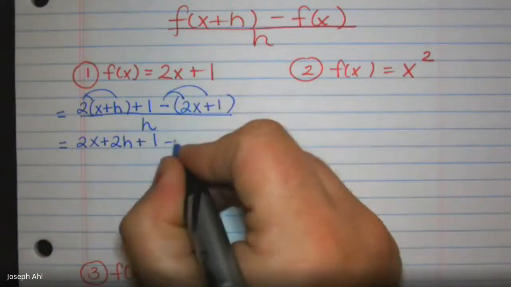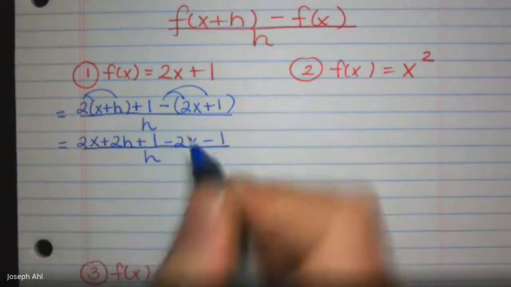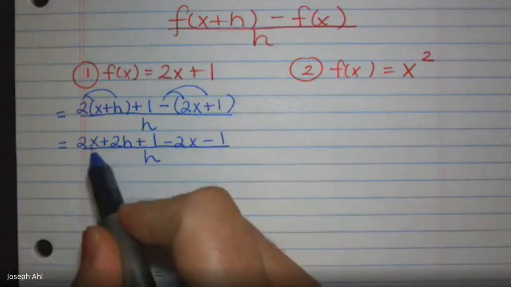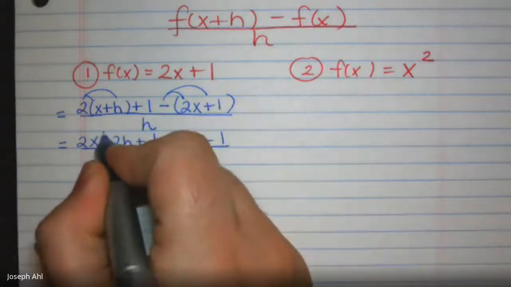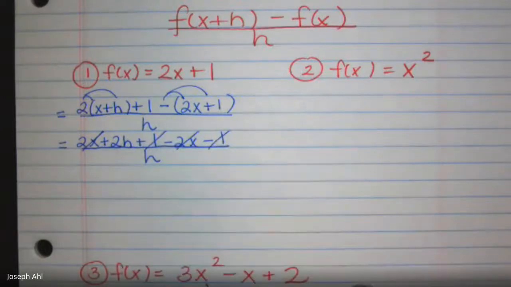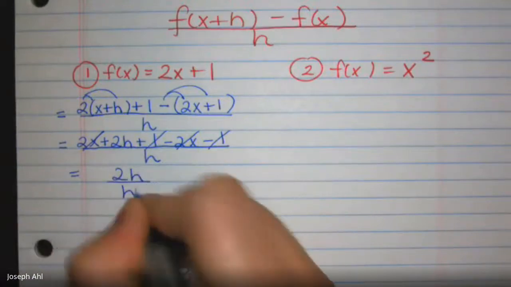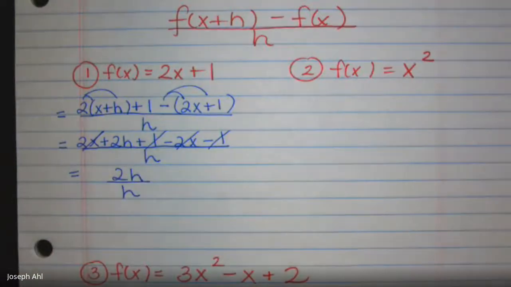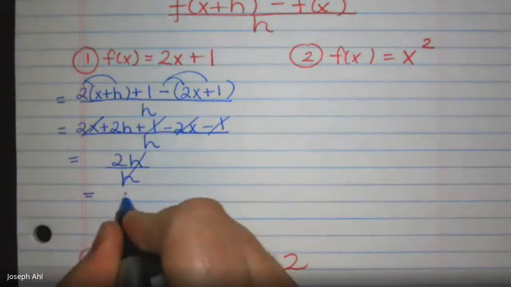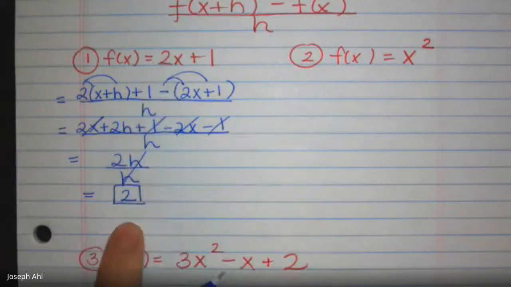Distribute the negative, minus 2x minus 1, all over h. From there, you'll notice that some key things cancel out in the numerator. We get 2x and negative 2x to go away. We get positive 1 and negative 1 to go away. So the only thing that we're actually left with on the top is 2h, and then on the bottom we have h. And very clearly, hopefully to you in this case, those h's would then cancel out to get that the difference quotient for the function 2x plus 1 is actually just equal to 2.